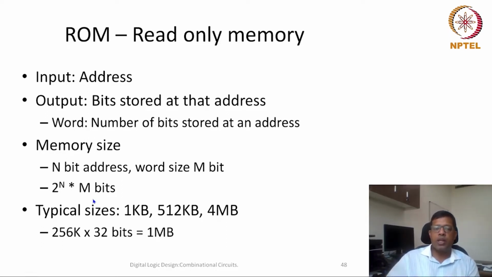So for example, there could be 256 kilo addresses into 32 bits, then it will form 1 megabyte. Okay, so similarly it could be the other way around also. So there could be 1 m addresses and each word size is 4 bit, then the size would be 512 kilobyte. Okay, so given this background on read only memory, now I want to design it.